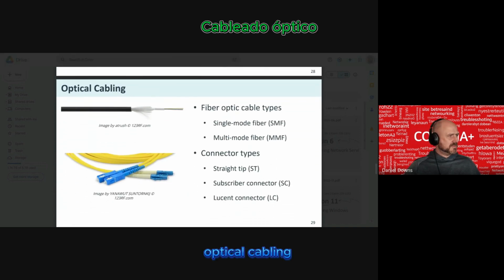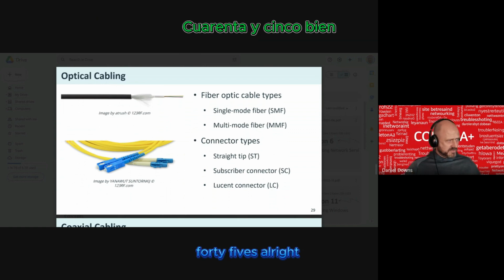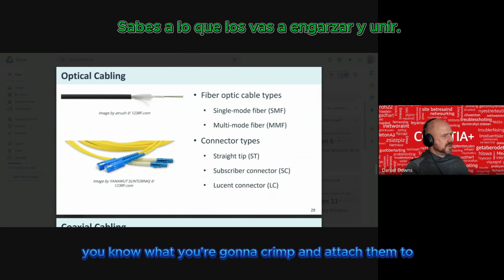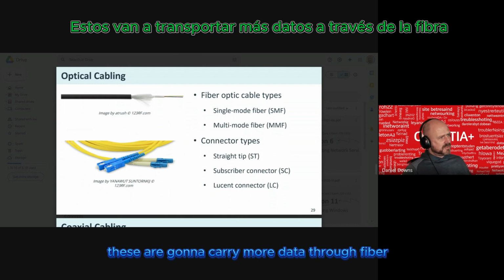Optical cabling. Fiber optic cables carry more data than RJ45s, or Cat 5, all right? Not RJ45s, that's where you're going to crimp and attach them, but not these. These are optical cabling. These are going to carry more data through fiber.